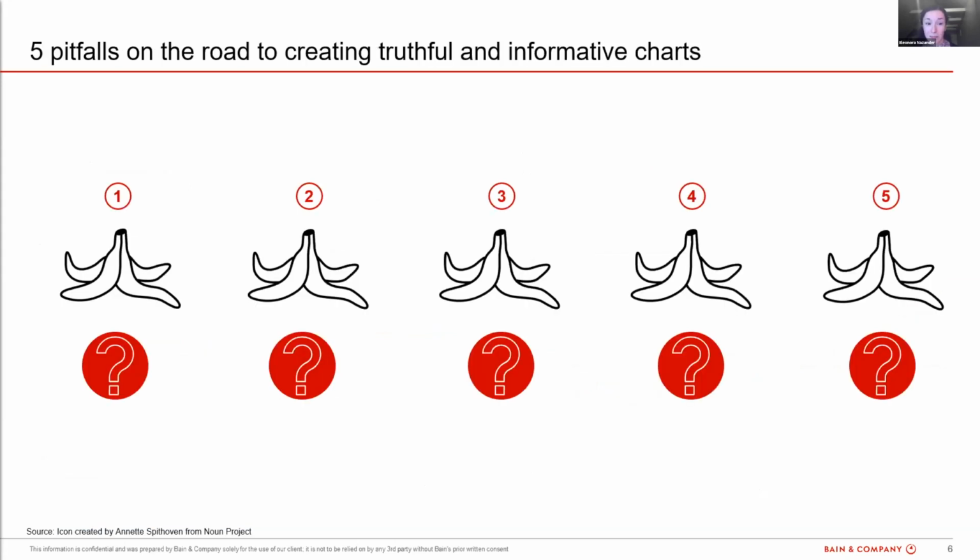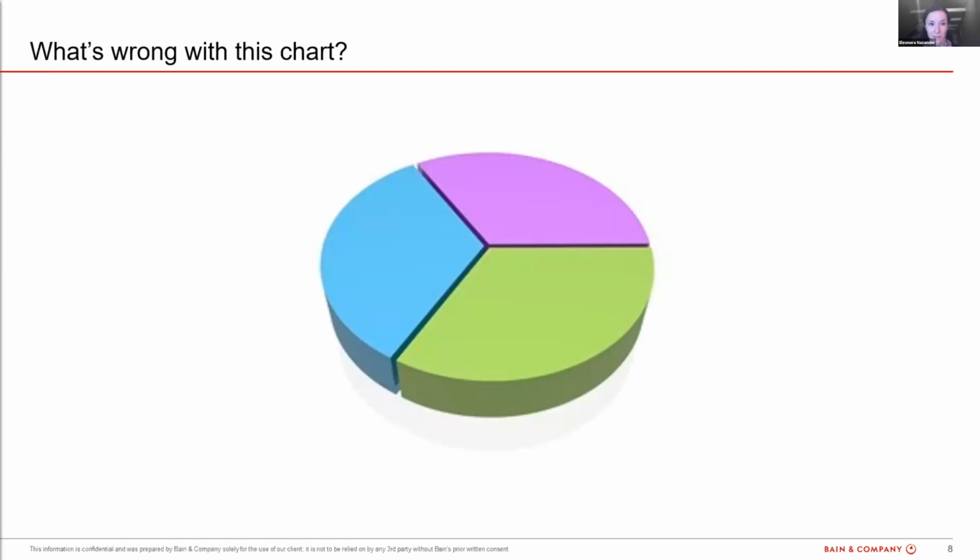So the first pitfall on our way was axis ranges. Truncate or not to truncate? That's the big question. Okay, let's move on. Next one. What's wrong with this chart?